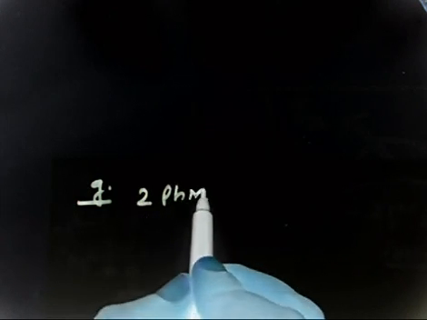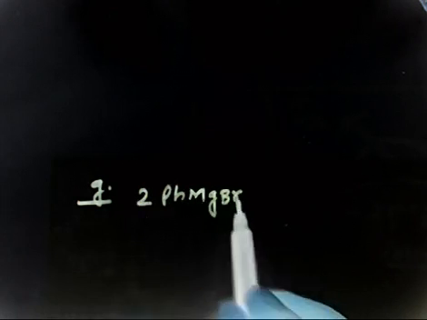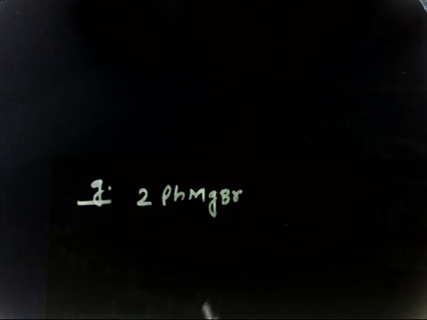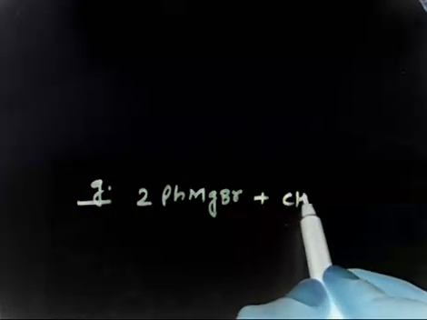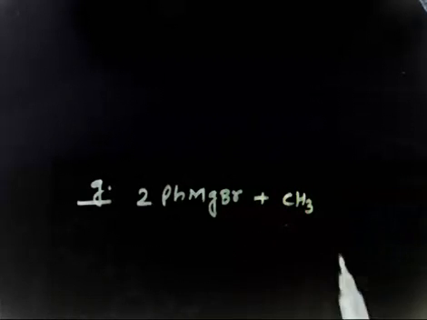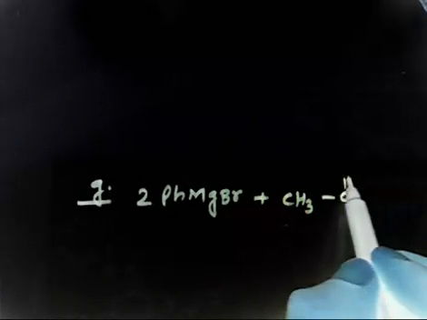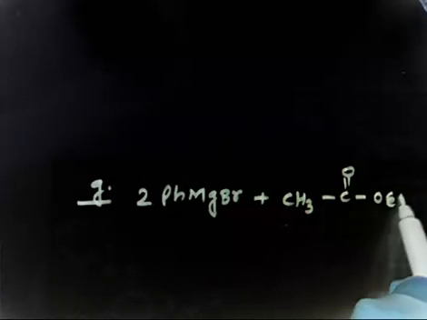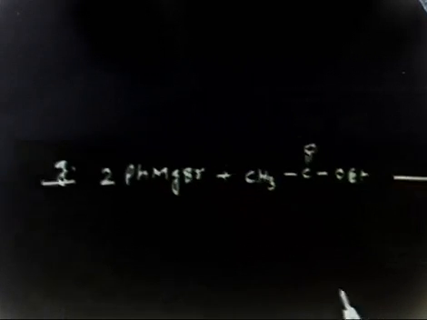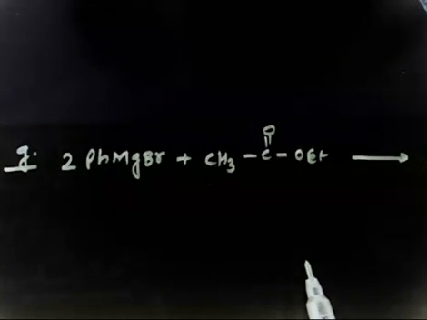So Z you have 2 moles of PhMgBr. So 2 moles of PhMgBr you have been given, and you have to react with CH3COOEt. So what will be the product after hydrolysis? You have to write down the product after hydrolysis.